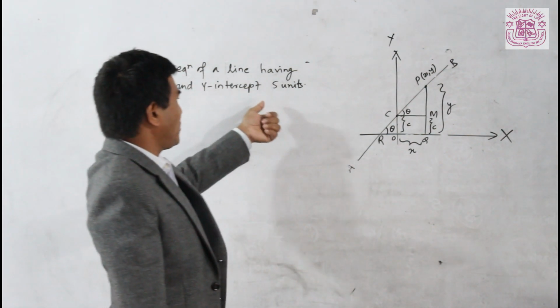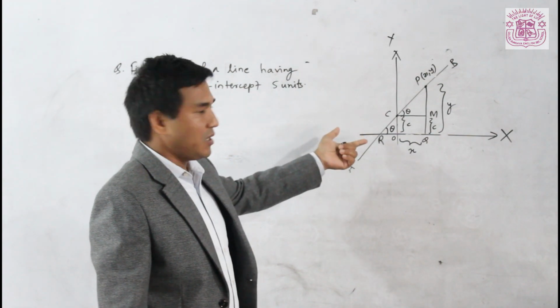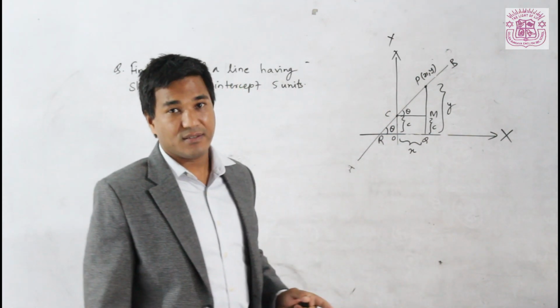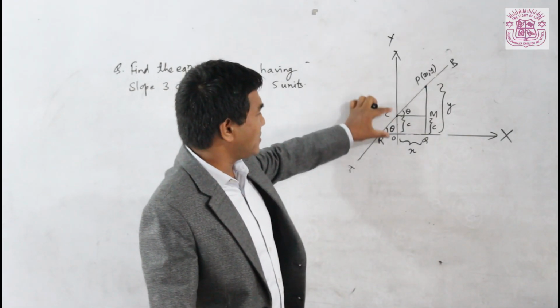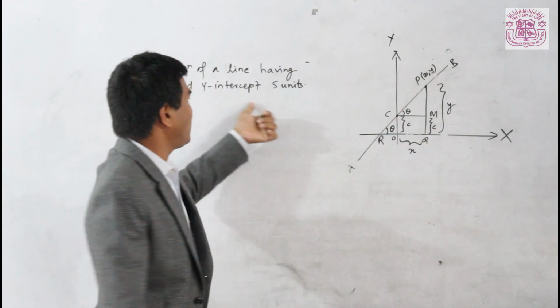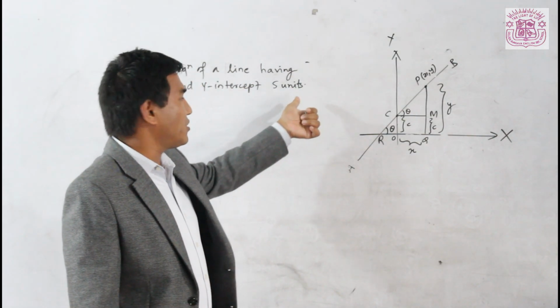Y-intercept is generally written in terms of units because that is a distance from the origin to the intersection point of a line and the axis. So that is a distance, and distance has its units. So the y-intercept is 5 units. Y-intercept is written in terms of units. Have you got this?